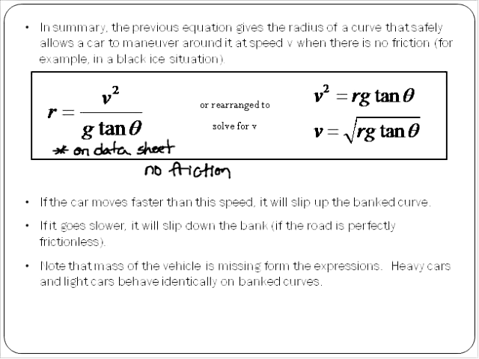Now you note that the mass of the vehicle is missing. What that means is a heavy truck and a light car would both behave exactly the same way on a bank turn. Because of the way things cancel out when we ignore friction, it wouldn't make any difference if the truck was heavy or light. Empty truck, fully loaded truck, makes no difference. They both behave in exactly the same way. And I mean exactly.